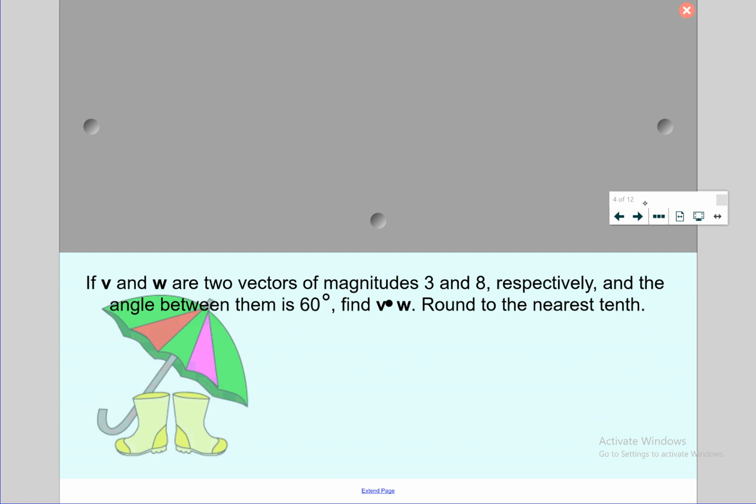If V and W are two vectors, and those vectors have magnitudes 3 and 8, respectively, we're going to find V dot W. We know the angle between them is 60 degrees, so we are using this formula: magnitude V times magnitude W times cosine theta. You can think of this as an alternative way to find a dot product if you don't have the actual vectors, but you have information about the vectors.